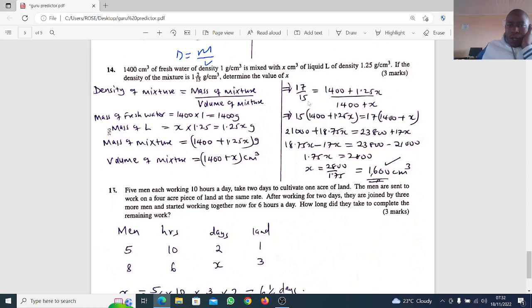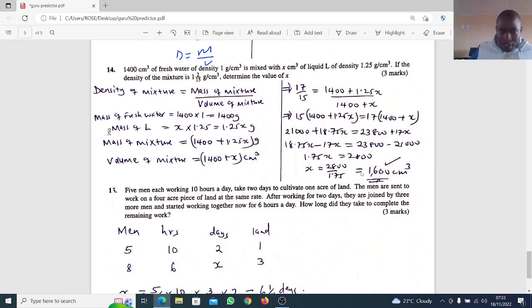So we cross multiply, that's 15 into all that equals 17 into this one. When you open the brackets, 15 times 1,400 gives you 21,000 plus 15 times 1.25 is 18.75x, equals 17 times 1,400 is 23,800 plus 17x. So like terms together, 18.75x minus 17x equals 23,800 minus 21,000. So 1.75x equals 2,800, divided by 1.75, so that our x equals 1,600 centimeters cubed.